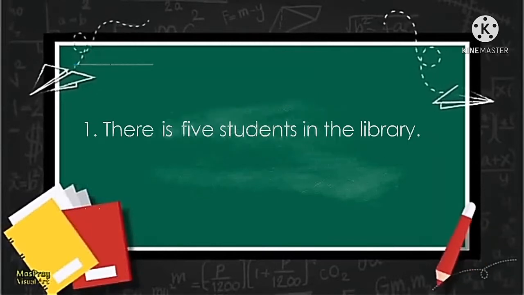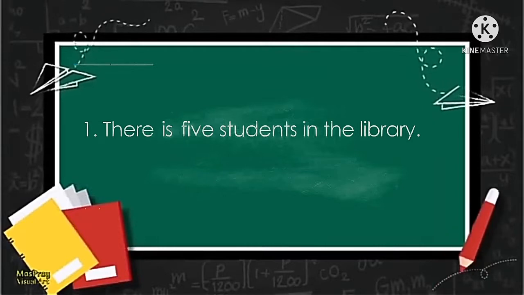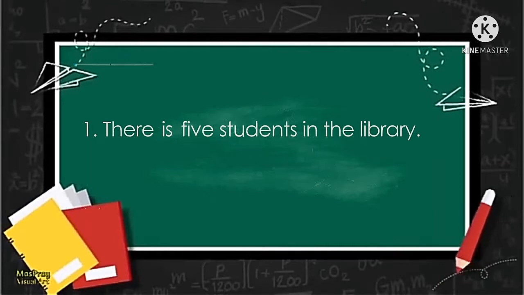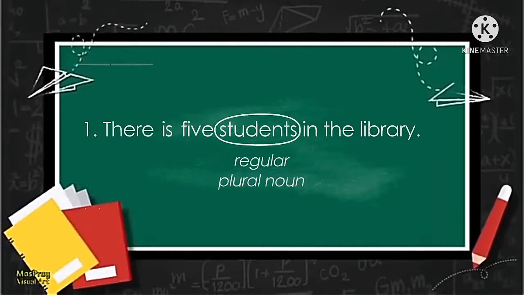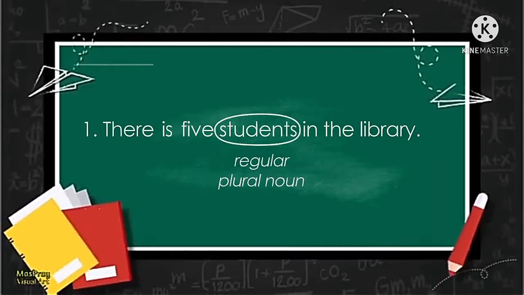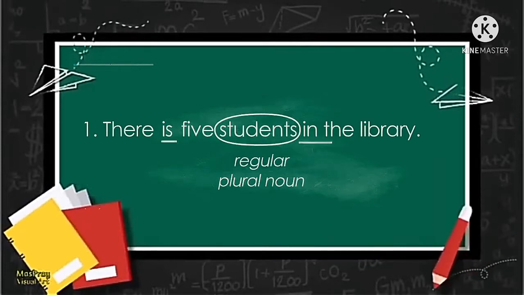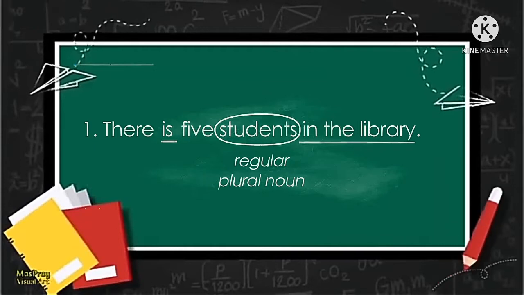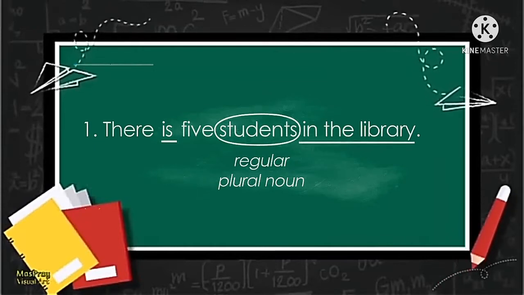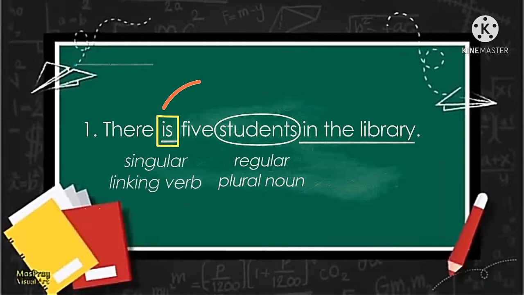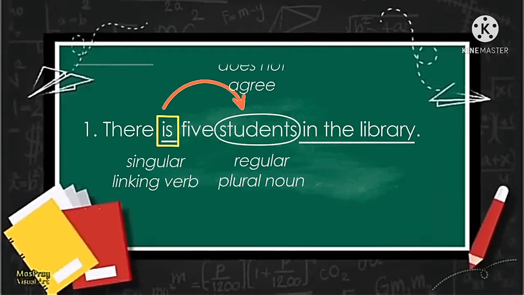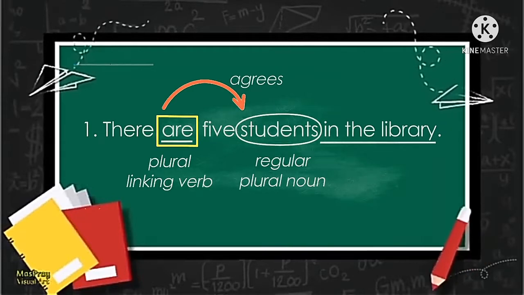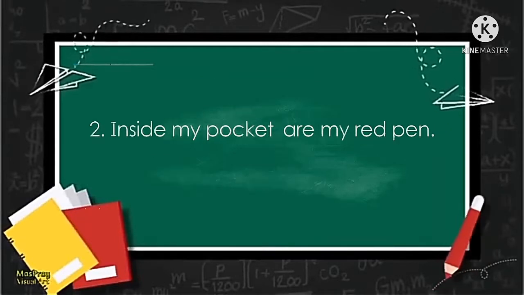Number 1. There is 5 students in the library. Let's figure out the subject in the sentence. The subject is students. Students is a regular plural noun. And the predicate is in the library. As you can see, the linking verb is does not agree with the number of the subject. It should be, there are 5 students in the library, to make the sentence correct.